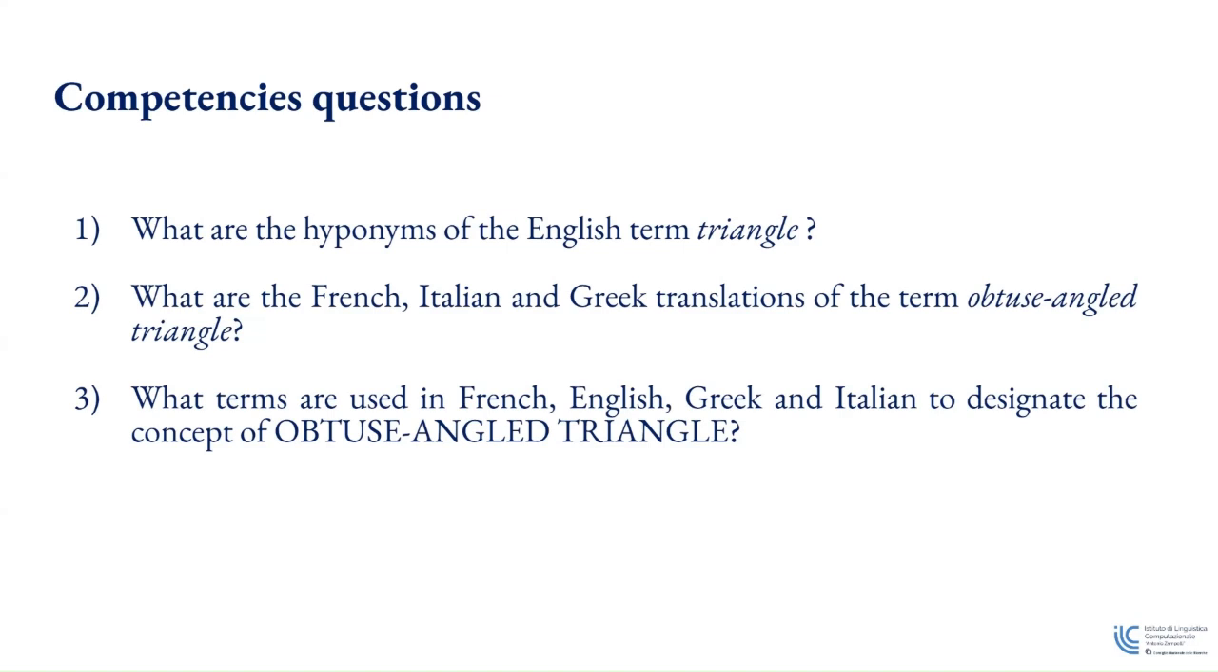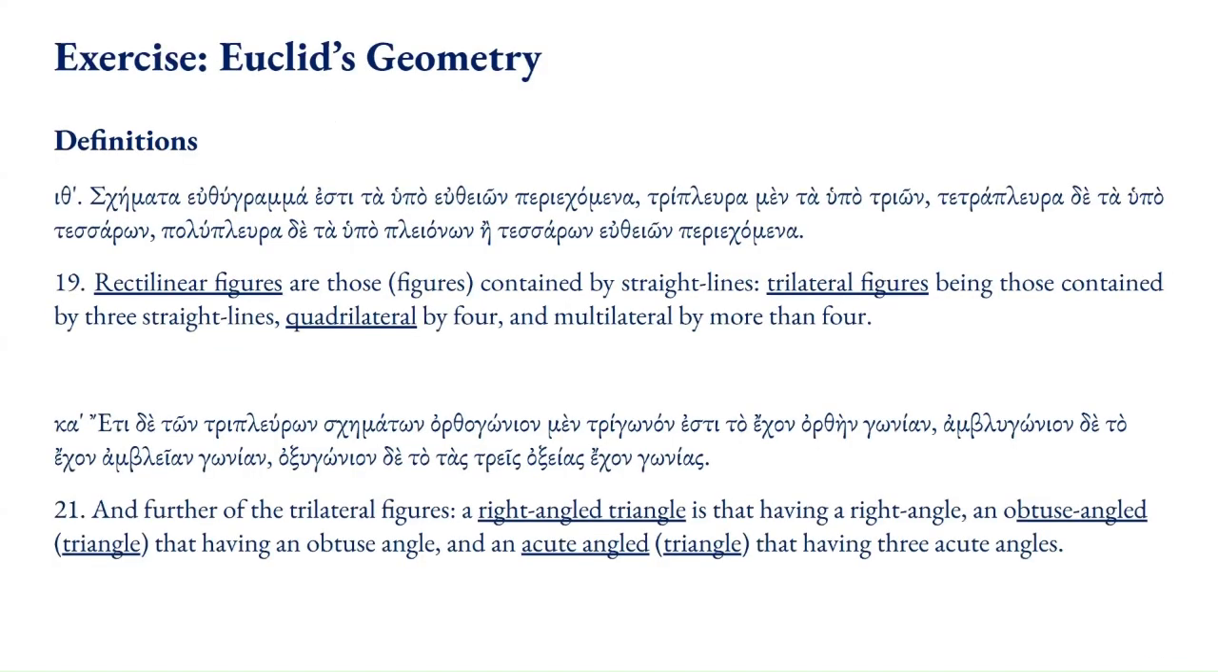The first one is, what are the hyponyms of the English term triangle? What are the French, Italian, and Greek translations of the term obtuse-angled triangle? And for example, what terms are used in French, English, Greek, and Italian to designate the concept of obtuse-angled triangle? This is just 3 of the many questions we can figure out. So let's start.